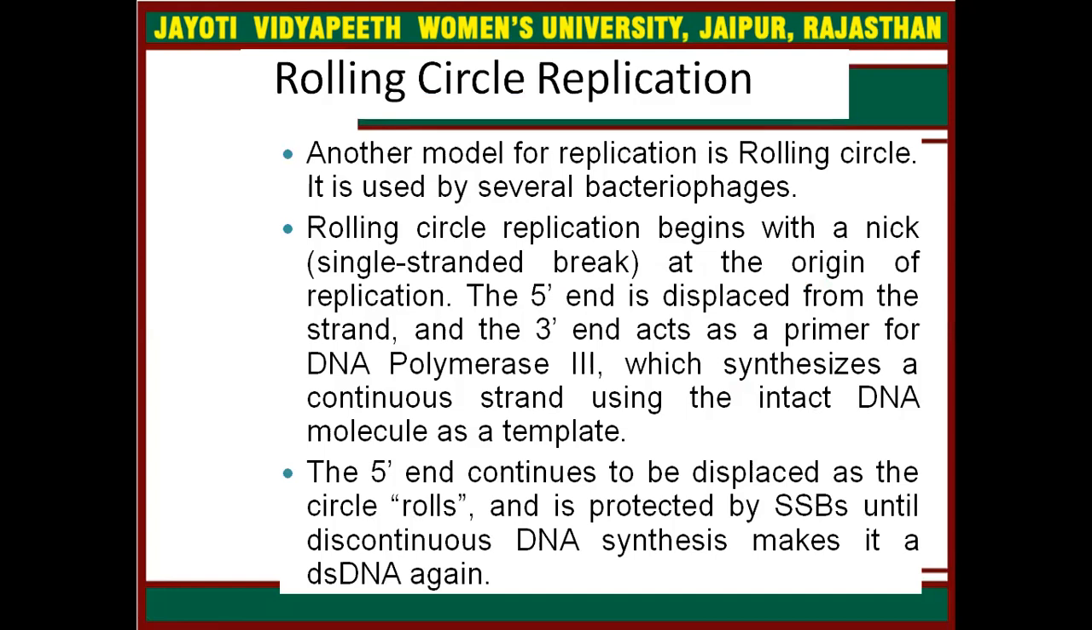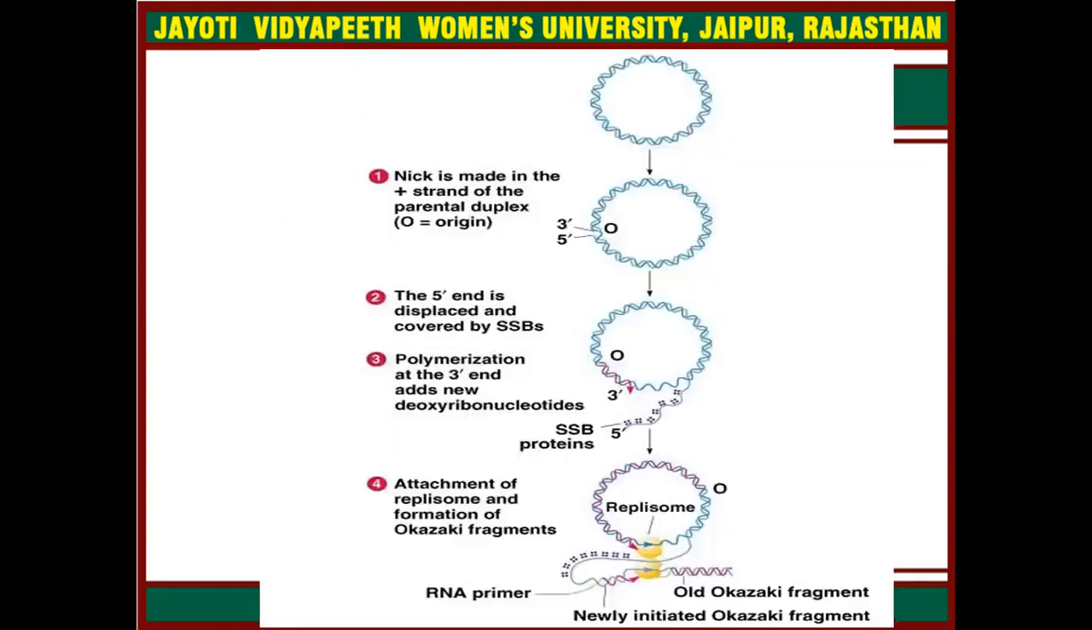Next is rolling circle replication. Another model of replication is rolling circle. It is used by several bacteriophages. Rolling circle replication begins with a nick at the origin of replication. The 5' end is displaced from the strand and the 3' end acts as a primer for DNA polymerase III, which synthesizes a continuous strand using the intact DNA molecule as a template. The 5' end continues to be displaced as the circle rolls and is protected by SSB until discontinuous DNA synthesis makes it a double-stranded DNA again.